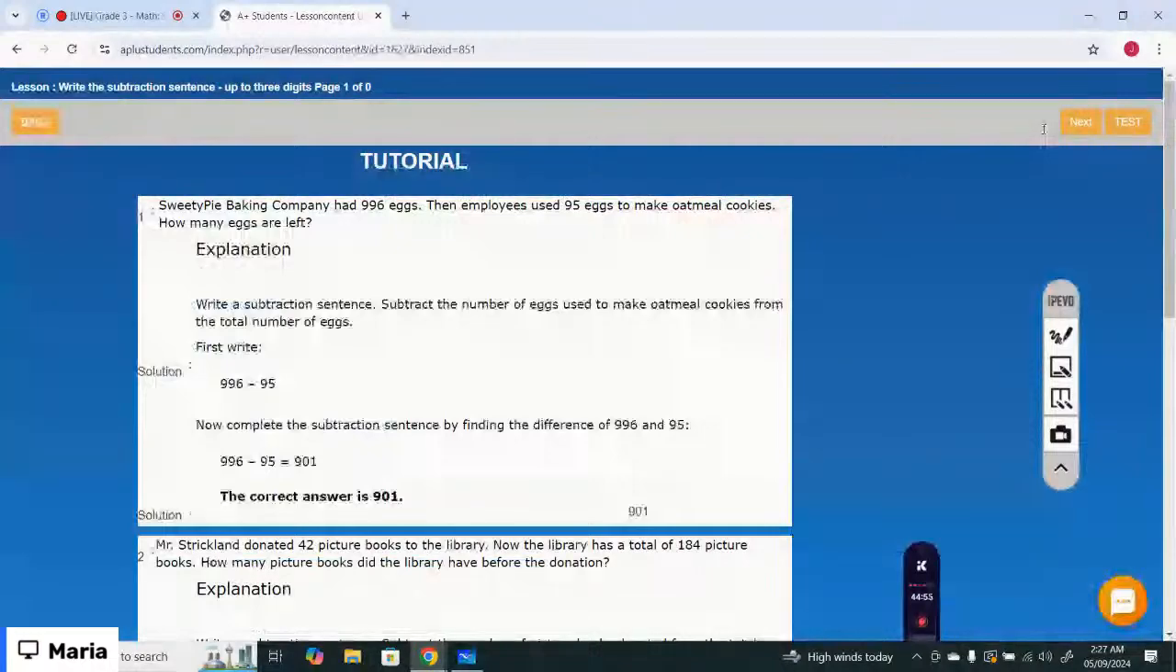Okay, Sweetie Pie Baking Company has had 996 eggs. Then an employee used 95 eggs to make oatmeal cookies. How many eggs are left? You have to find how many eggs are left, right? In total, they have 996, right? They used 95. You have to find how much is left. You have to do 996 take away 95, right? That is 901. That means they still have 901 eggs, right?